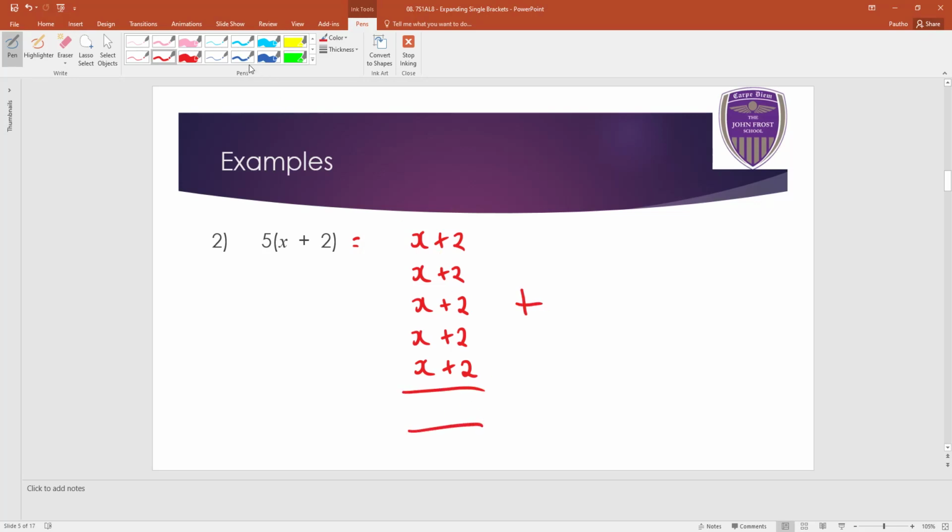So if you add the twos, you get 2, 4. Oh, that's dodgy, sorry. Add the twos up, you get 2, 4, 6, 8, 10. So I've got 10 here. And how many x's? Well, 1, 2, 3, 4, 5. So this one expands to 5x add 10. Done.